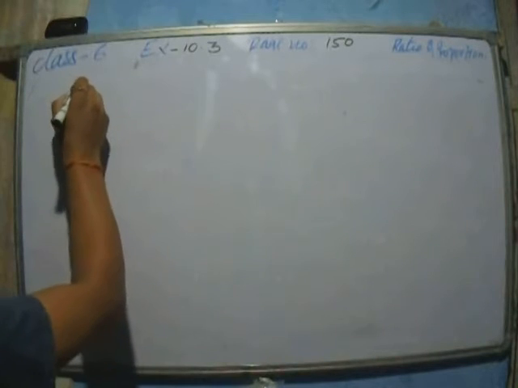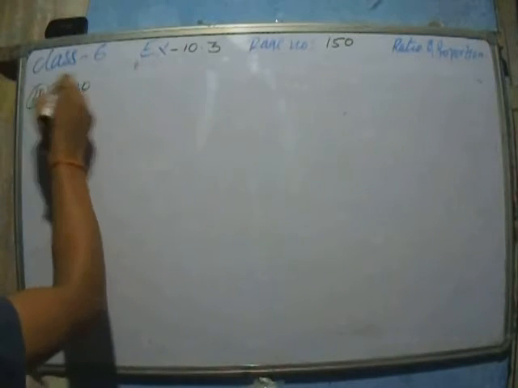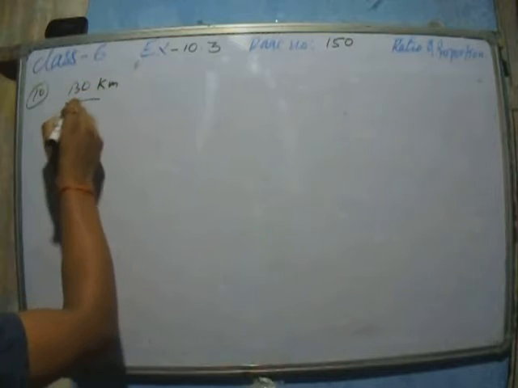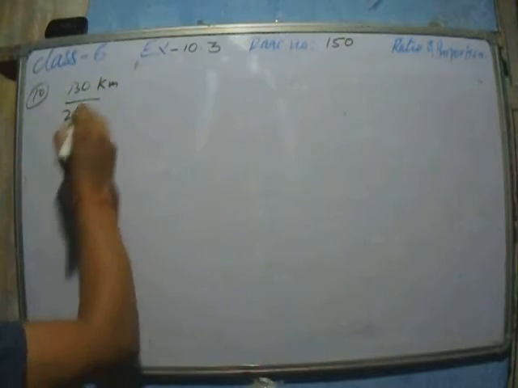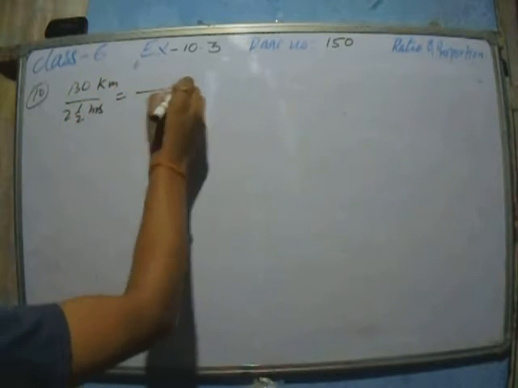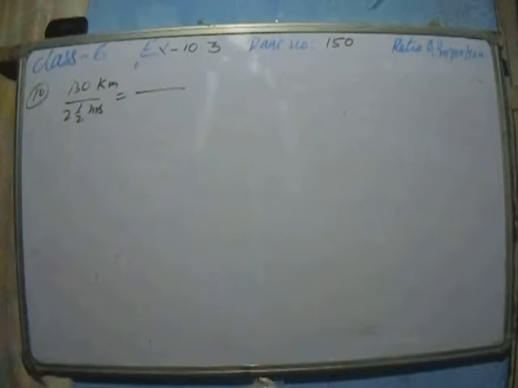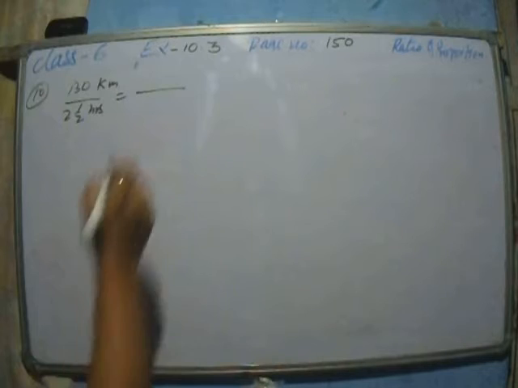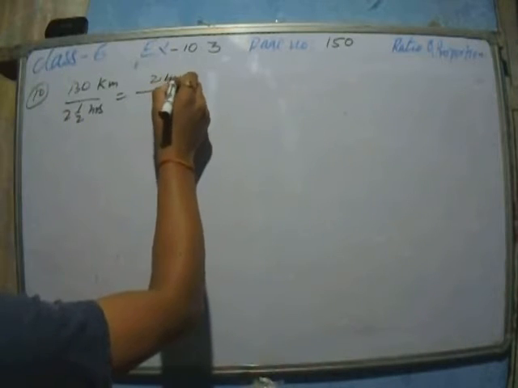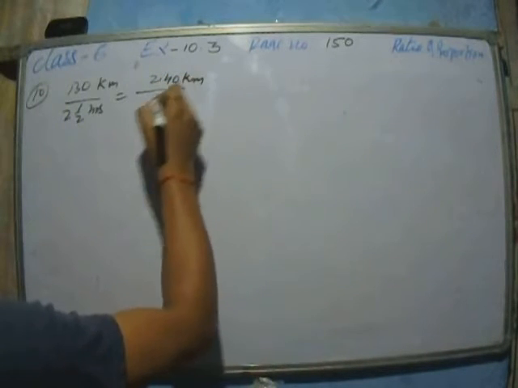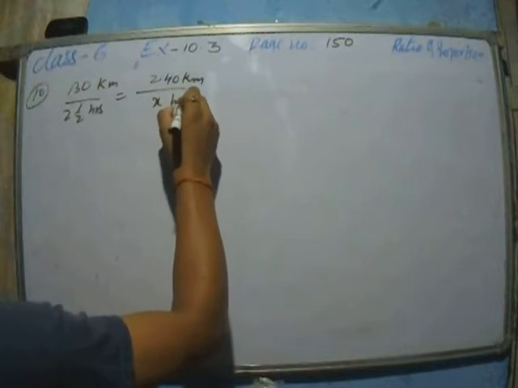Question number 10 is here. A car travels 130 kilometer in 2.5 hours. 130 kilometer in 2.5 hours. Okay. Now here it is asked to us, find the time required to travel 240 kilometer. So 240 kilometer we have to write here, and here hour is x hours.